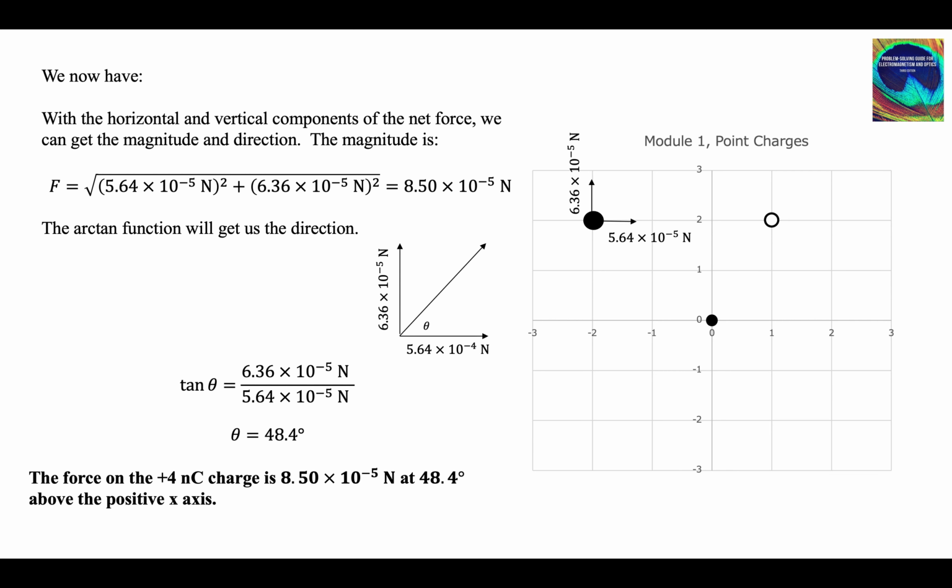The force on the plus 4 nanocoulomb charge is 8.5 times 10 to the minus 5th newtons at an angle of 48.4 degrees above the positive x-axis. So these two vectors combine to give that vector, 48.4 degrees above the positive x-axis. And that's the answer to the problem. Point charges and the forces they exert on each other.